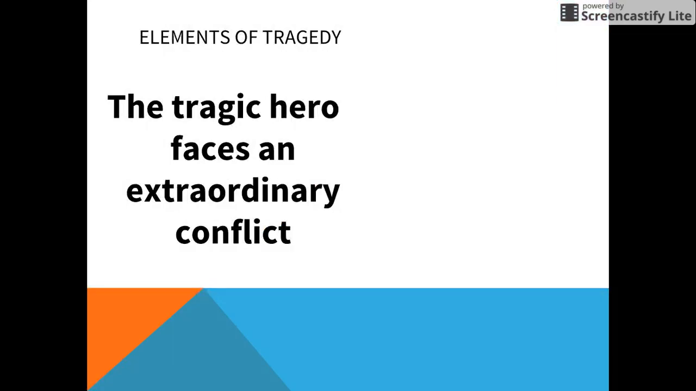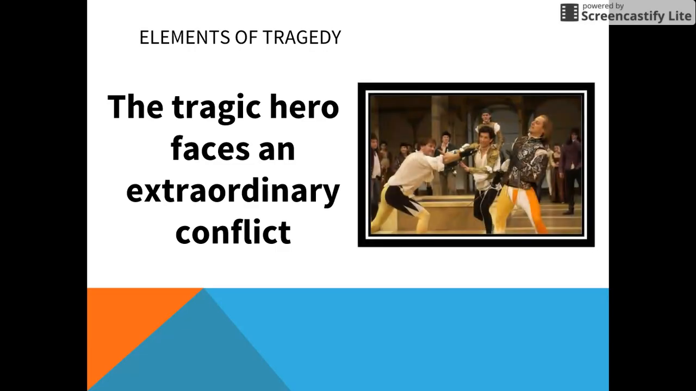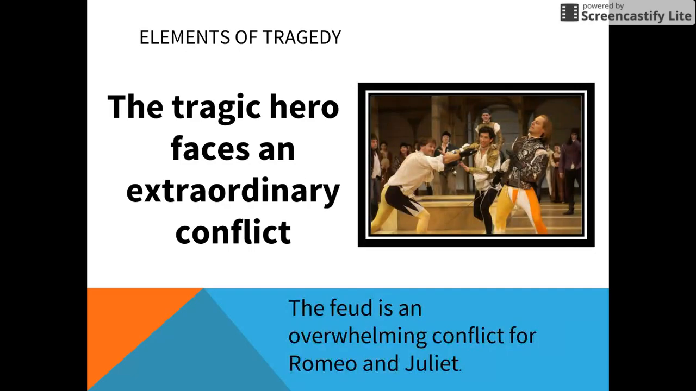The first element of tragedy in Romeo and Juliet is that the tragic hero faces an extraordinary conflict. An example that you need to know for this element is that the feud is an overwhelming conflict for Romeo and Juliet. The fight between the two families is too hard for them to overcome.